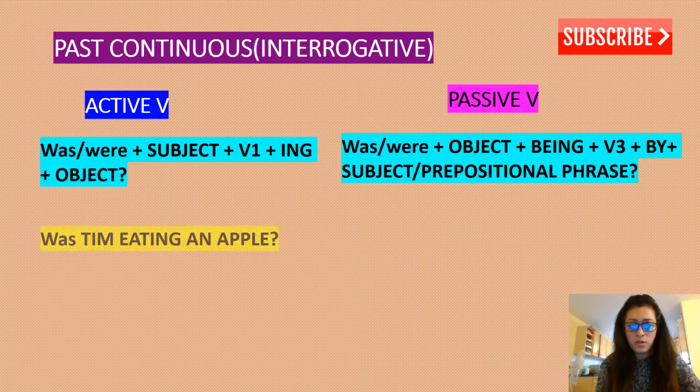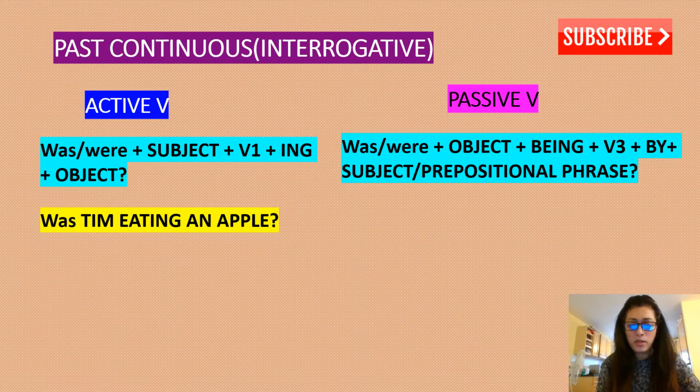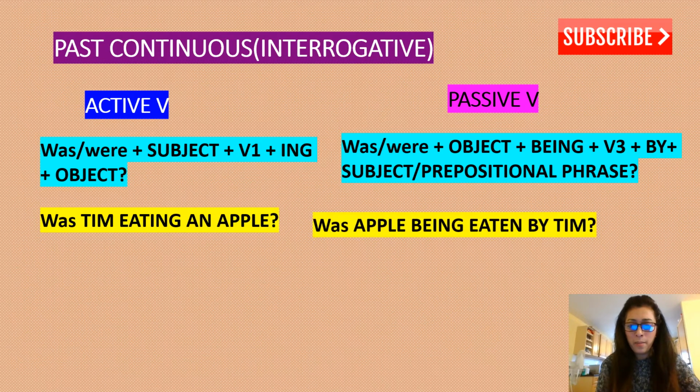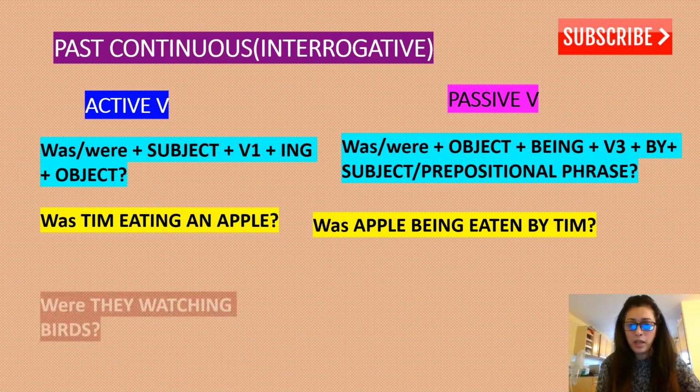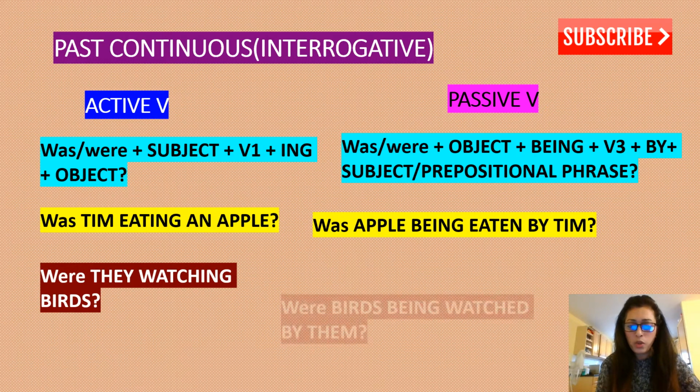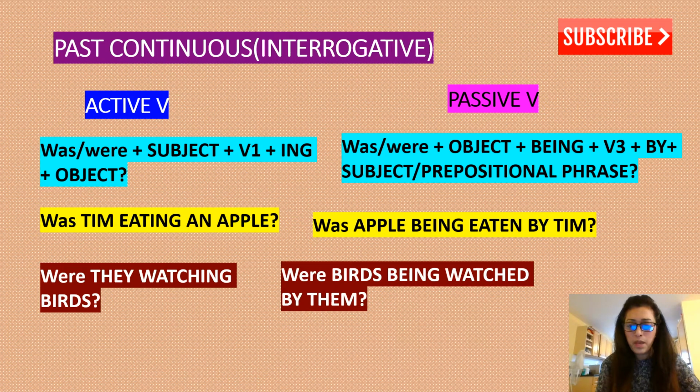So my first example will be, was Tim eating an apple? Was the apple being eaten by Tim? Were they watching birds? Were birds being watched by them? So now you know the difference between the present continuous and the past continuous passives.